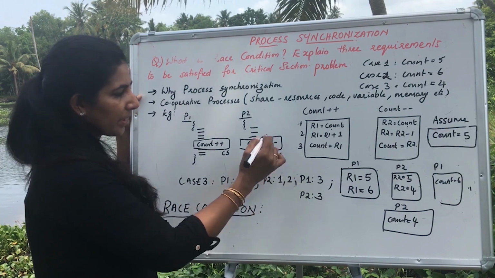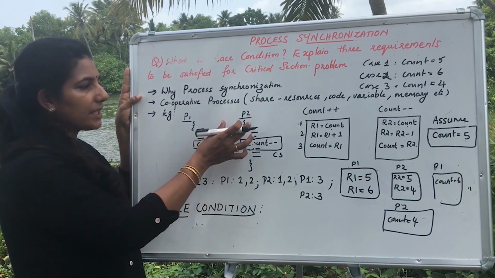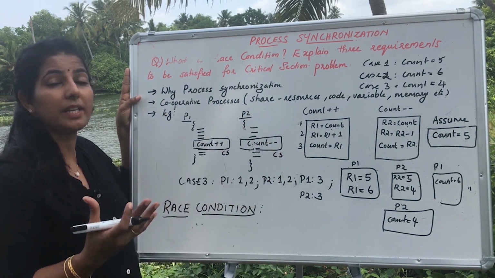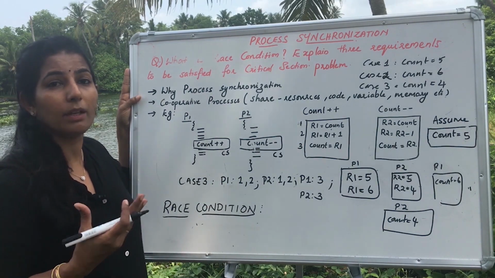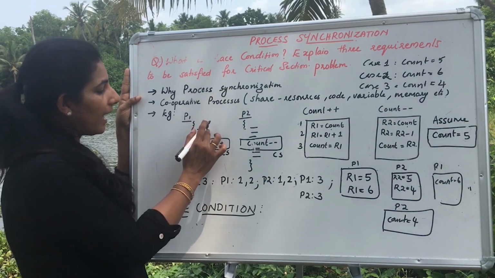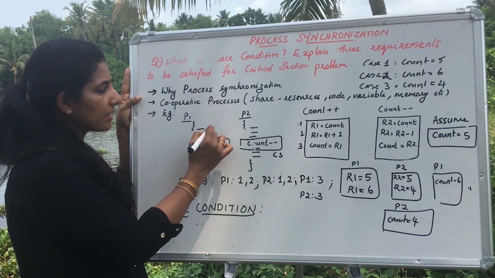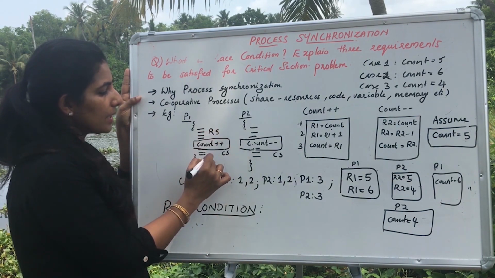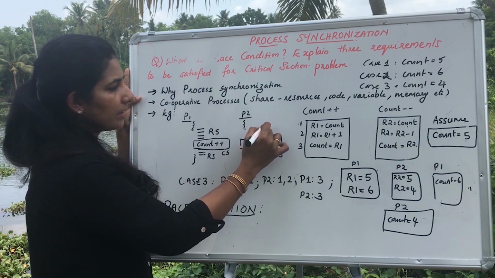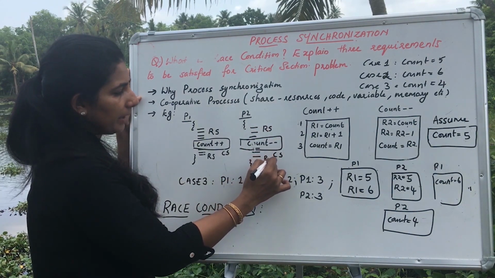In both the codes I have a common variable, and this part of the code is nothing but the critical section. So, we have the critical section in each particular cooperative process, where they share resources or variables or any particular content, and the other part of the process is known as the remainder section. So, these are the remainder sections. In this also I have a remainder section.